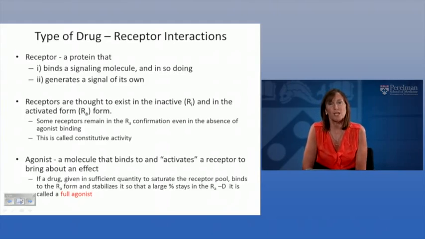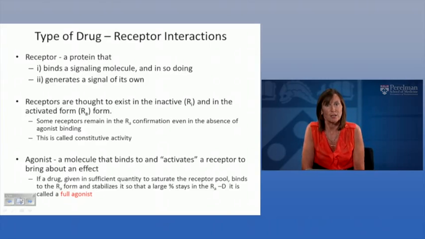Think of dominoes as your analogy. Let's say we have a stack of dominoes lined up on a flat surface. You tip over the first domino. Your tip, your finger, is the agonist. It touches the first domino. Consider that to be your receptor. It causes the falling down of subsequent dominoes. These are the signals that are generated as a result of receptor activation.